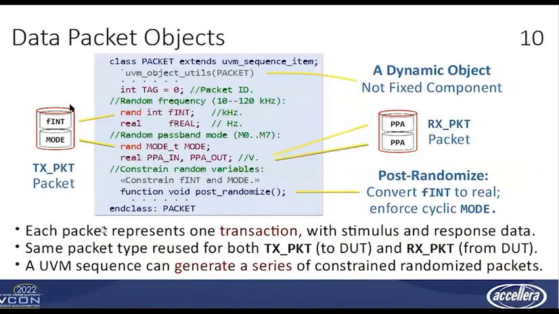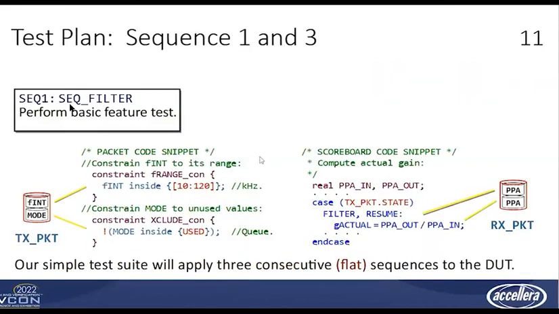Let's talk about our packet class. These signals inside the fixture need to be assembled into a packet to communicate with the higher levels of the UVM hierarchy. And we reuse the same packet class both for driver-side packets transmitted into the DUT as well as monitor-side packets extracted from the DUT. And they contain fields for the randomized frequency and mode, peak-to-peak amplitudes, and identifying tags. So we can now generate sequences containing these constrained randomized packets.